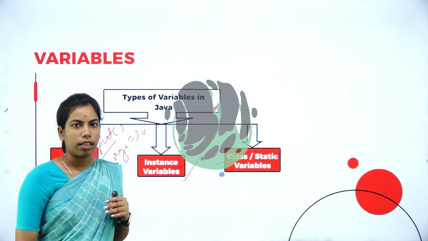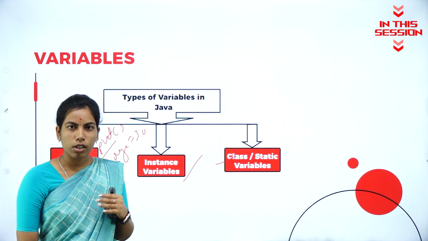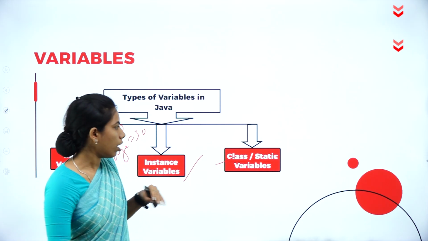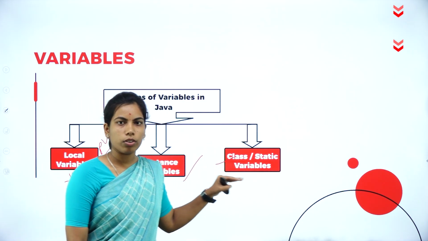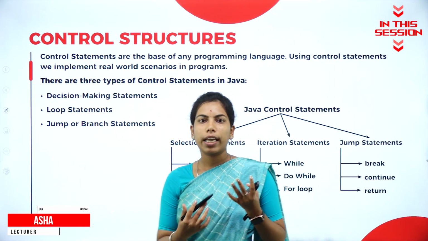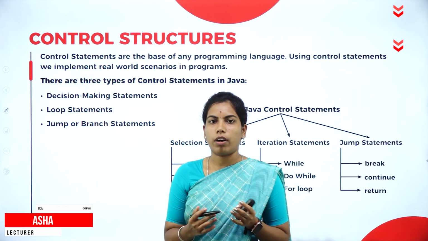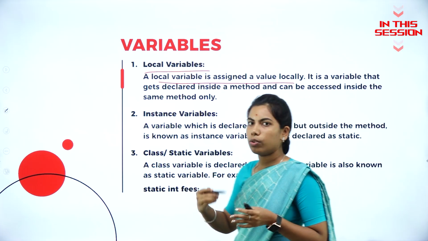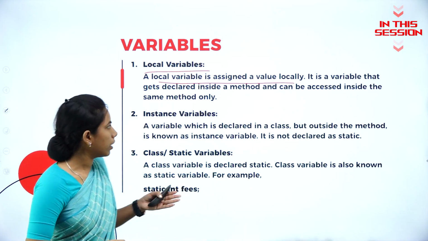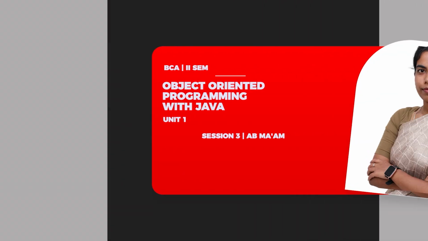Class or static. Mainly static is the name of the variable, so it is also called a class variable. Why? Because within the class only we have to declare the static variable. Control structures are nothing but how we can control the condition using some of the statements available in Java. That is what a control structure. A local variable is assigned a value locally, but we have to declare it inside the method only.